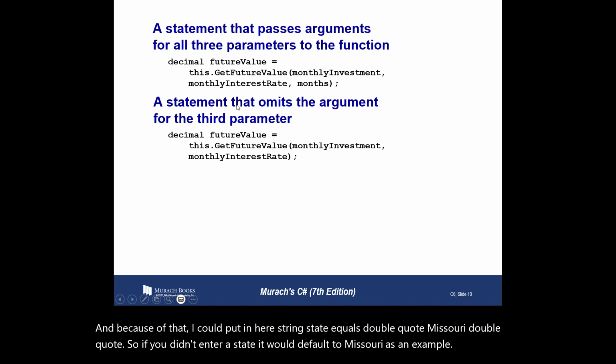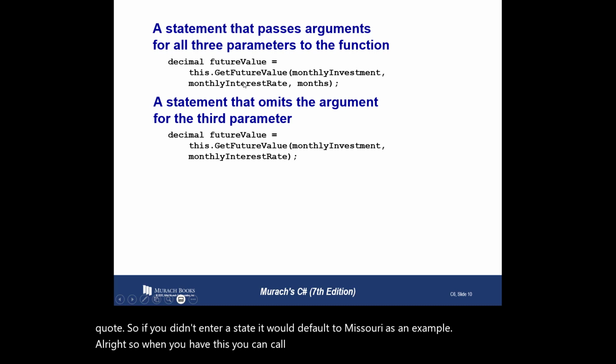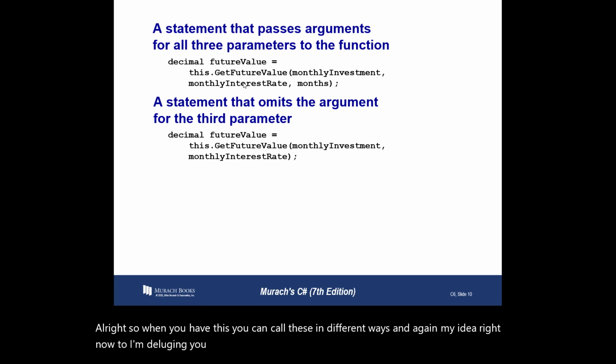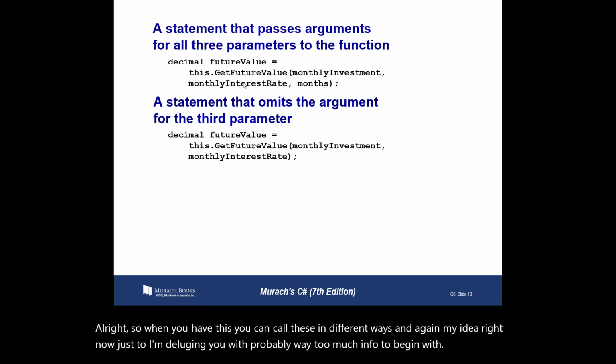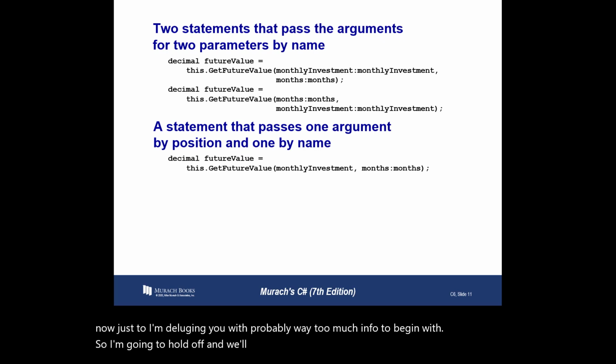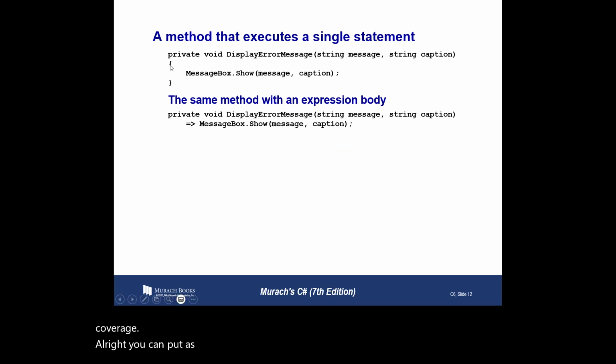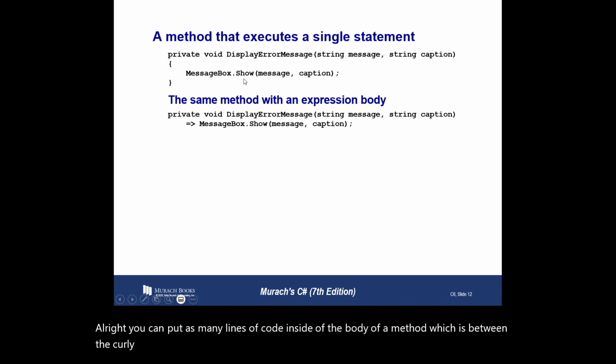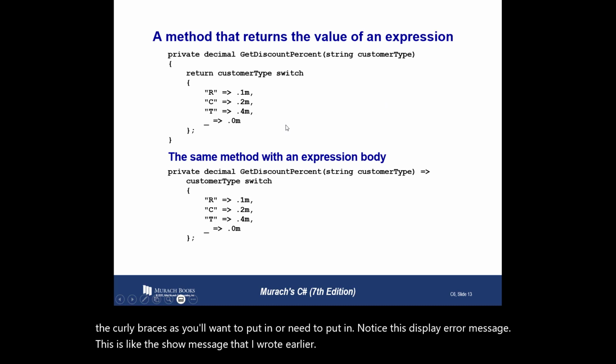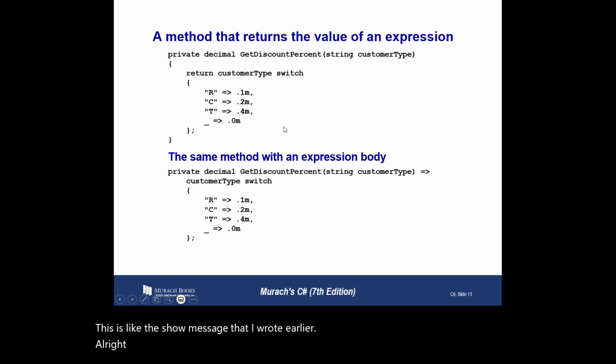All right. So when you have this, you can call these in different ways. And again, my idea right now is just to, I'm deluging you with probably way too much info to begin with. So I'm going to hold off and we'll go over this in class in much more depth and breadth of coverage. All right, you can put as many lines of code inside of the body of a method, which is between the curly braces, as you want to put in or need to put in. Notice this display error message. This is like the show message that I wrote earlier. All right, and when you use these, you can use that discard again.